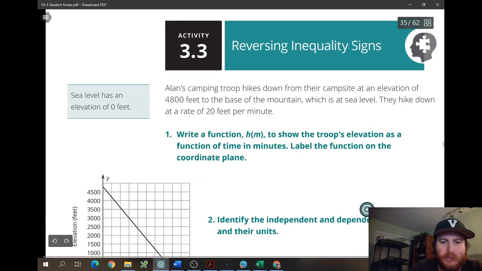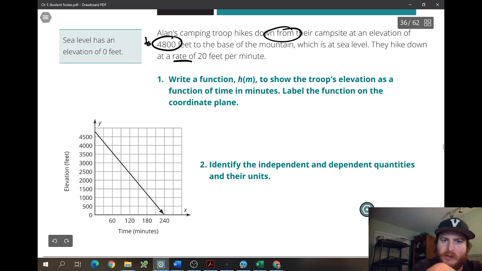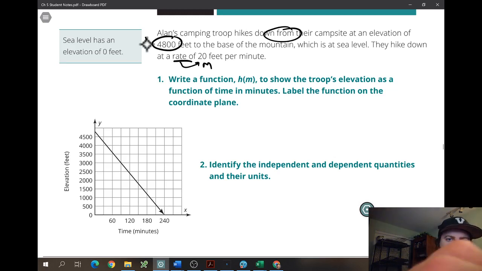All right. So now Alan's camping troop hikes down from their campsite at an elevation of 4,800 feet to the base of the mountain, which is at sea level. They hike down at a rate of 20 feet per minute. So when it says from, they start from, that's kind of our starting point. This is our y-intercept. When we see the word rate, that's always an m. Rate always goes with m, right? Rate of change is our slope.